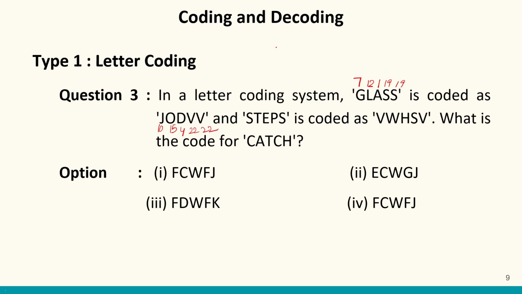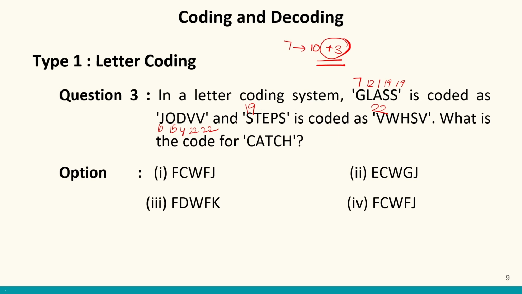So here I can see from 7 we are moving to 10. So there's an addition of 3 positions. Similarly, 12 to 15 is also addition of 3 positions. From 1 to 4 is also addition of 3 positions. So I can clearly see that we are moving 3 positions forward. Let us recheck it for S. S is coded as 19 and V is coded as 22. So here also I can see that we are moving 3 positions forward.